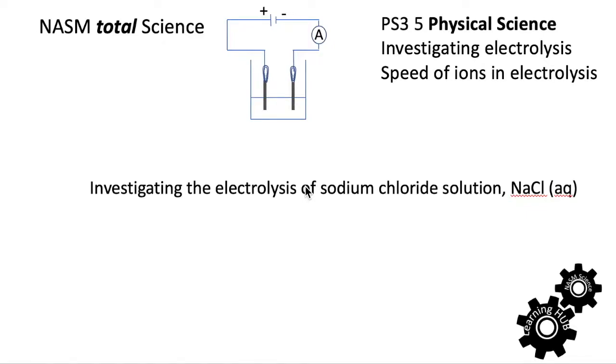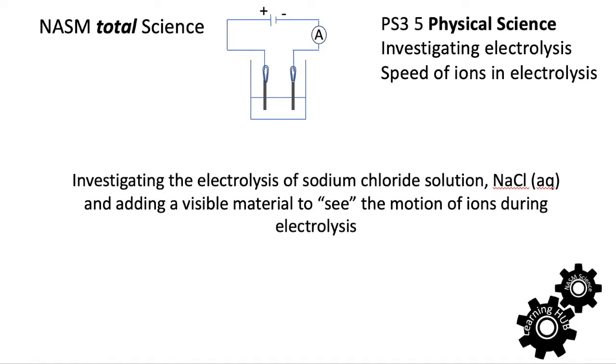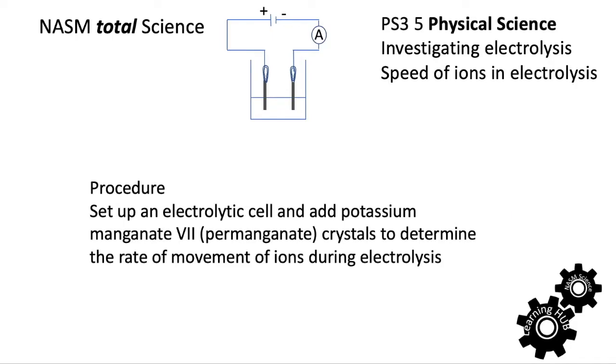Going to look at electrolysis a little bit deeper. This is the electrolysis of sodium chloride solution, NaCl(aq). So there's also H2O present, which we'll come back to in a short while. We're going to make the electrolysis visible so you'll be able to see the motion of ions during electrolysis. So we're not only looking at the products of electrolysis, but can we determine the rate?